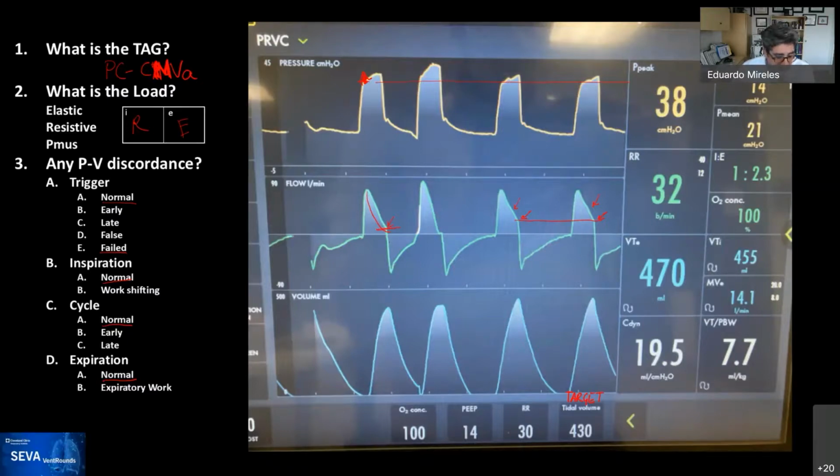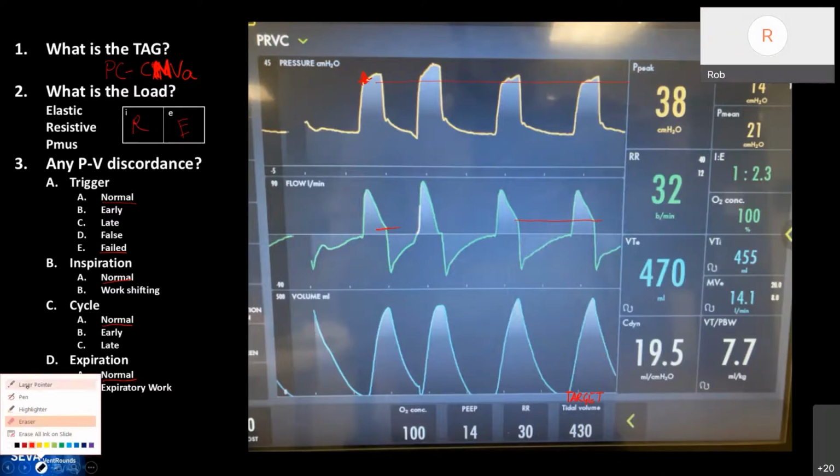Rob, you want to comment on that? That's a good observation because that's another indicator of Pmus, right? The higher the end inspiratory flow, the higher the Pmus must be, even if you can't tell the difference in the humps in the flow, right? Exactly. Pretty cool.